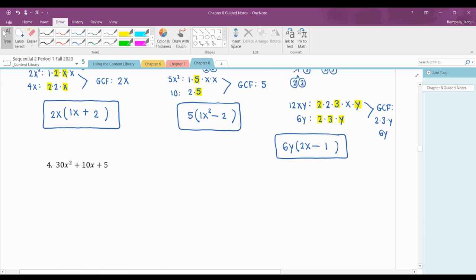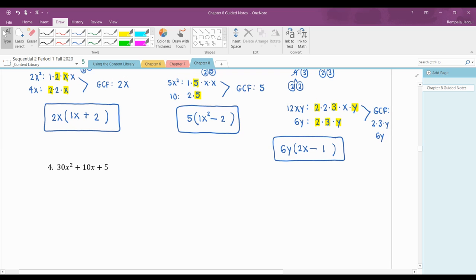All right, one last problem here. We've got 30x squared plus 10x plus 5. So this time there are 3 terms, so I need to find the GCF between all 3 of these things. Start with the 30x squared. 30 can be broken up into many different ways. One of the ways would be 6 times 5. I can't break up the 5 any further, but 6 is 3 times 2. Now, because I broke up the 6, I am not including that. So the only numbers that are circled would be a 3, a 2, a 5. That multiplies to get 30.